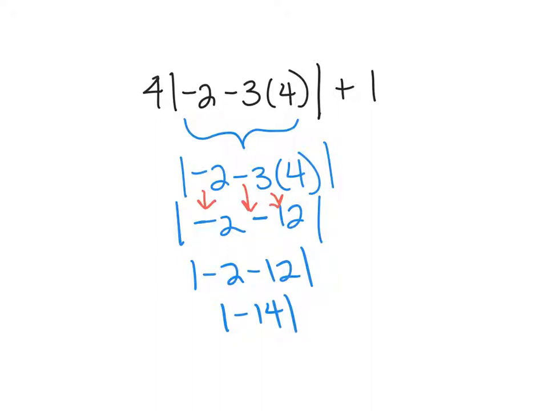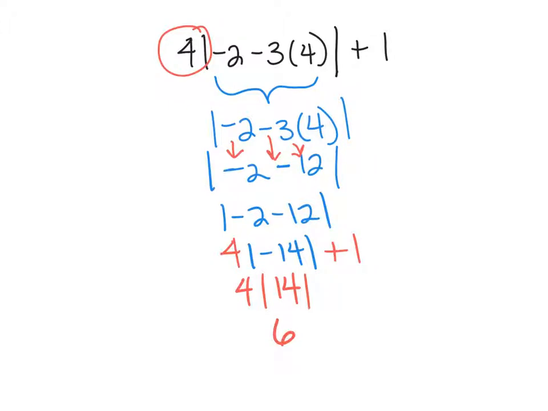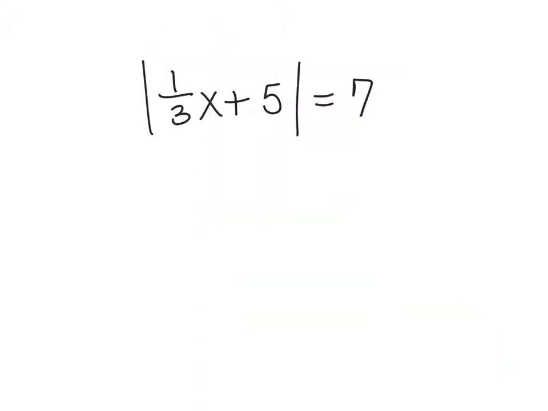In absolute value bars, look up here at what's outside absolute value. That's multiplication. And then out here is addition. The absolute value of -14 is 14. And we're going to multiply that by 4. 4 times 4 is 16. 4 times 1 is 4. That's 56. And then we're going to add our 1. So the final answer is 57.